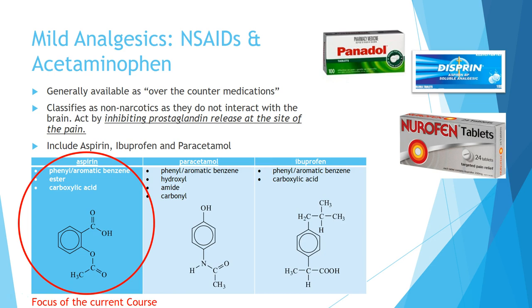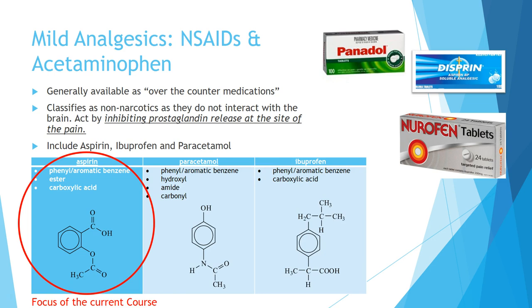So mild analgesics come under two main classifications, those being NSAIDs, which are non-steroidal anti-inflammatory drugs, because you can have steroidal ones as well, which we don't actually look at. These are generally NSAIDs and acetaminophen, which is paracetamol, generally Tylenol or Panadol or things like that. So non-steroidal anti-inflammatory drugs include aspirin and ibuprofen. Acetaminophen is a different classification of pharmaceutical product. Paracetamol works in a different way.